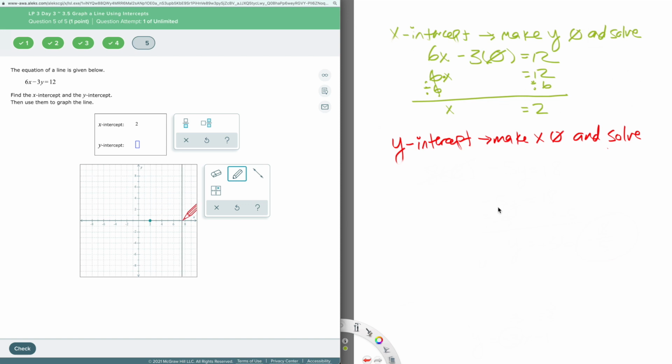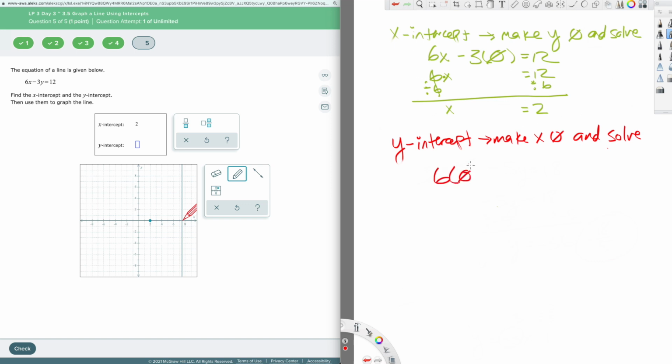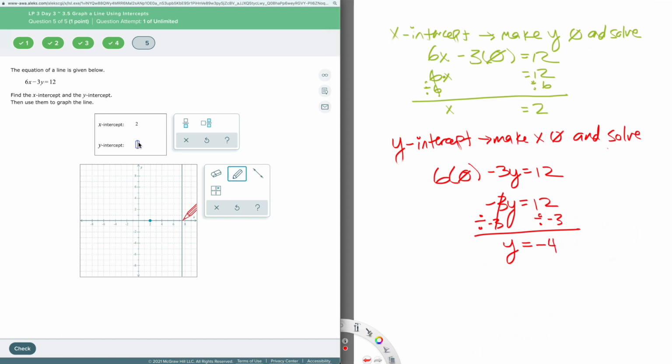All right, let's do our y here. So we have 6 times 0 minus 3y equals 12. Well, this is going to give me 0, so I can ignore that. It goes away. And so negative 3y equals 12. Divide by -3, divide by -3. Negative 3 divided by -3 cancels out, becomes 1. 12 divided by -3 is -4. So I have -4. And I already had my pencil tool. So I want to go to my y-axis and go down to 4. And then I want to connect those 2 points. All right, let's go ahead and check that guy.